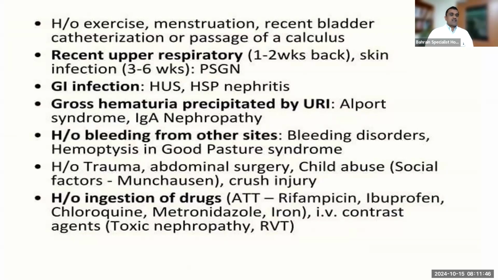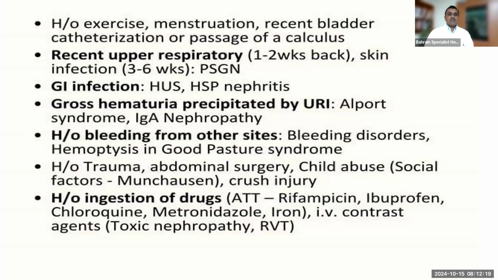Recent upper respiratory tract infection 1 to 2 weeks back, or skin infection, mostly it can be because of post-streptococcal glomerulonephritis. If you have hematuria with a respiratory infection within 1 to 2 days, mostly it goes in favor of IgA nephropathy. So if hematuria comes 1 to 2 weeks after an upper respiratory infection, it favors post-streptococcal glomerulonephritis. After 1 to 2 days, you have to think about IgA nephropathy. GI infections like HUS, HSP nephritis. Gross hematuria preceded by URI, like Alport syndrome and IgA nephropathy.